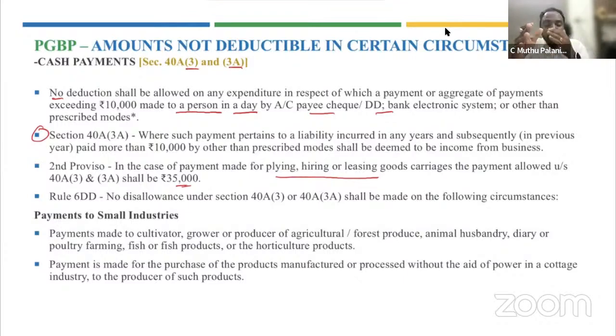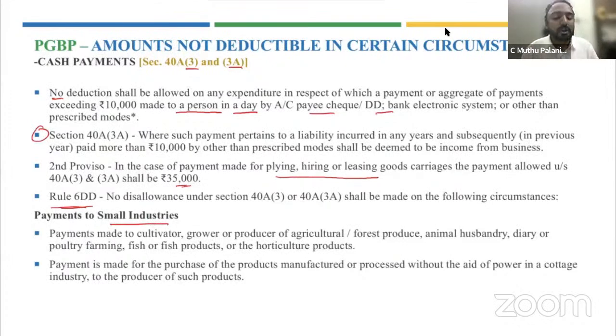Now, apart from these things, there are some relaxations to this rule. That is discussed in Rule 6DD. For our classroom purposes, we are going to split this into specific heads. Study material will not have heads. For the purpose of class, we are splitting it. Payment to small industries.